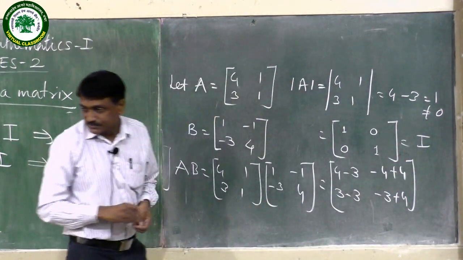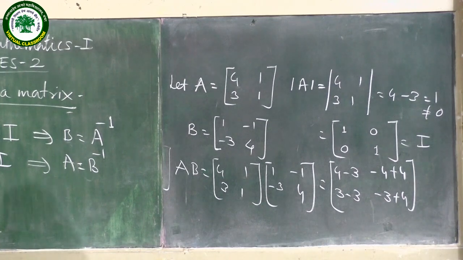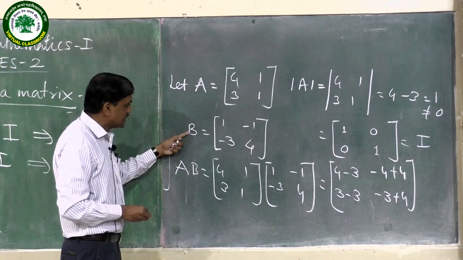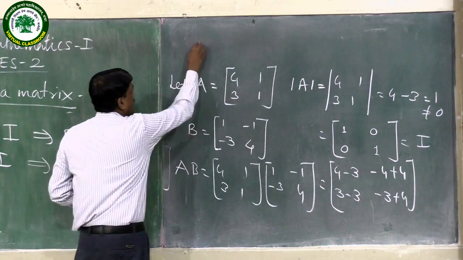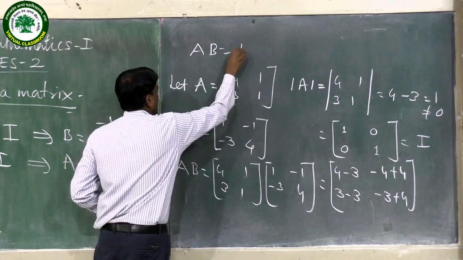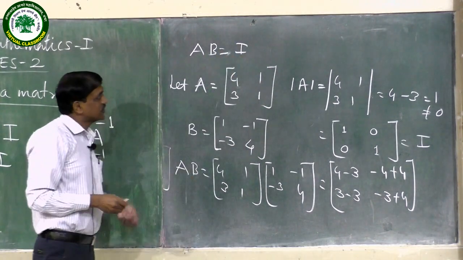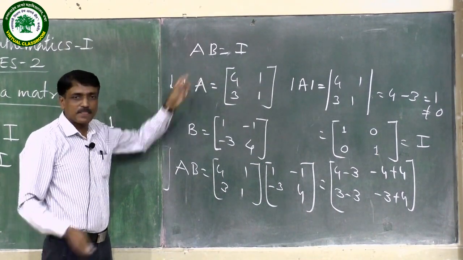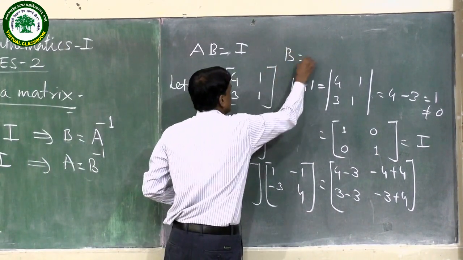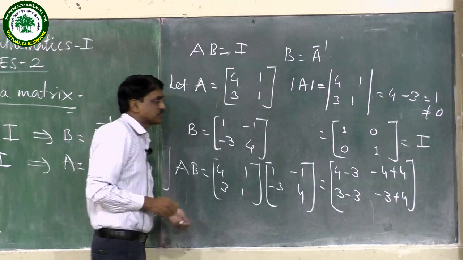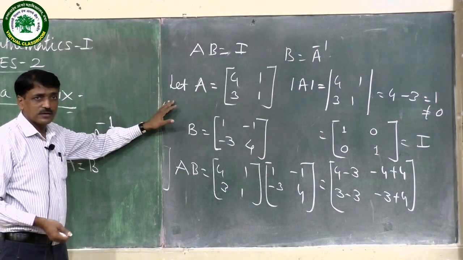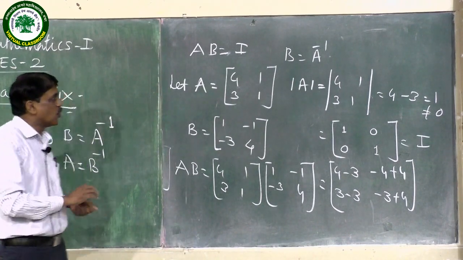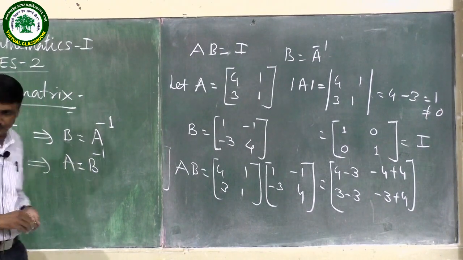So what we get finally, for a matrix A we have got a matrix B such that A into B is equal to I. Now according to our definition, what we can say now? B is the inverse of matrix A. So B is equal to A inverse. Now let us learn the methods of finding such inverse using elementary row or column transformations.